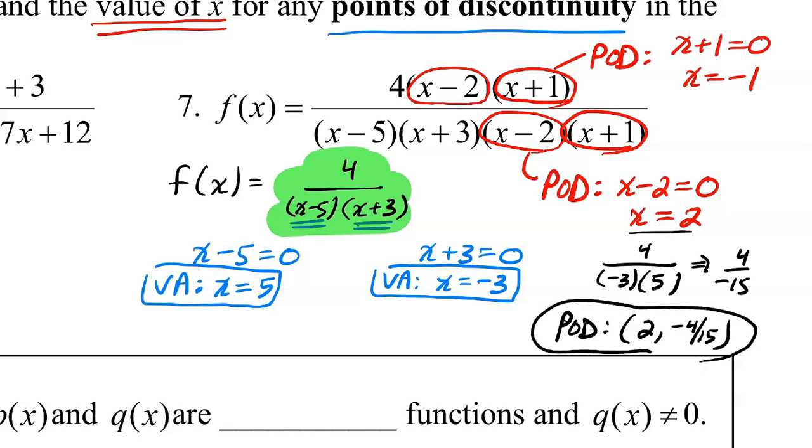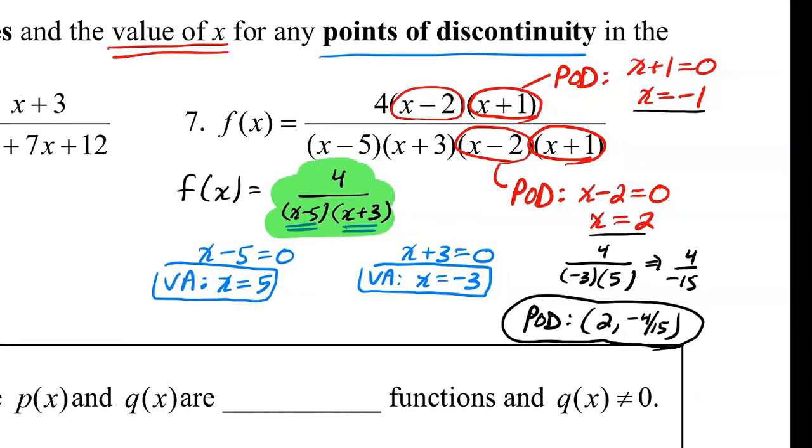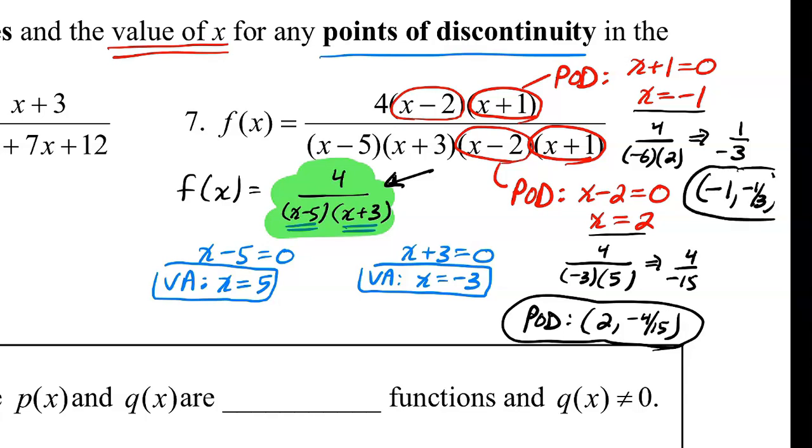You often get kind of weird fractions when you get the y-coordinate of the point of discontinuity. We do the same for the other x-coordinate of the point of discontinuity. So we're going to plug that into our simplified version. That would be 4 over (-1 minus 5)(-1 plus 3). So 4 over -12 would be -1/3. So we have a point of discontinuity at (-1, -1/3). Another point of discontinuity. So we have 2 vertical asymptotes and we have 2 points of discontinuity.